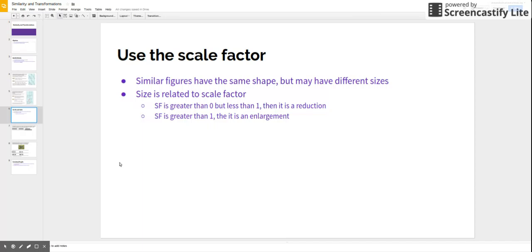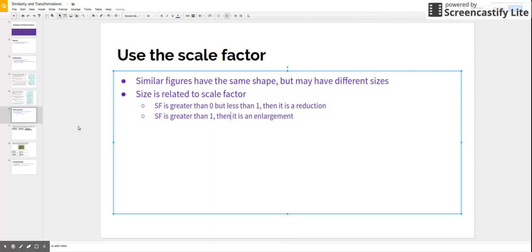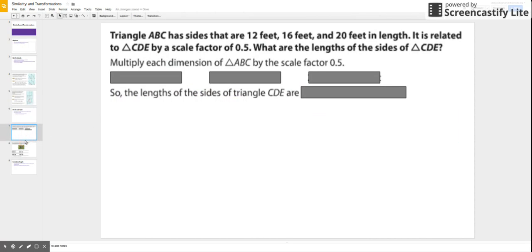If the scale factor is greater than 0, but less than 1, then it's a reduction. If the scale factor is greater than 1, then it is an enlargement. Okay, triangle ABC has sides that are 12 feet, 16 feet, and 20 feet in length. It is related to triangle CDE by a scale factor of 0.5. What are the lengths of the sides of triangle CDE?